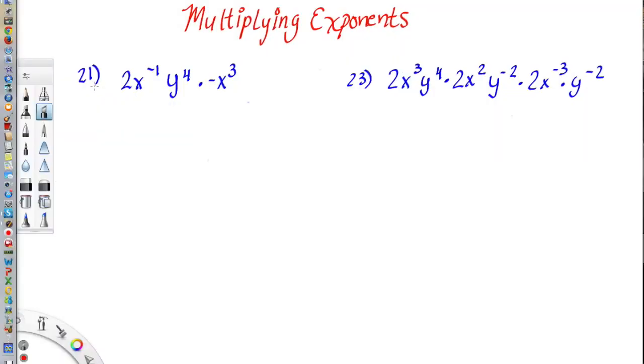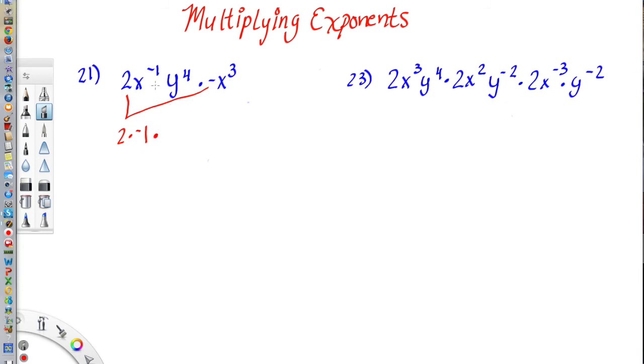Okay, let's take a look at number 21. Now, 21, I have to be honest, is a little tricky. When you look at it quick, it doesn't look that difficult compared to most of the problems. It's 2 times x to the negative first power times y to the fourth power times a negative x to the third power. Now, this is what's easy to miss. Look at our coefficients. You might say, well, this doesn't have a coefficient. Well, actually, technically it does. This has a coefficient of 2. This has a coefficient of what? Negative 1. Because this is negative 1 times x cubed.